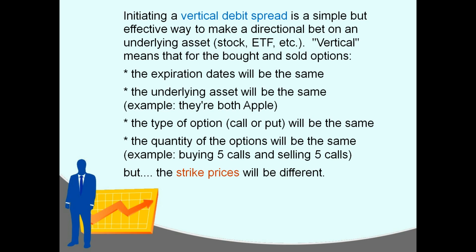The only thing that's really different between the option that you're buying and the option that you're selling is the strike prices. Pretty much everything else will be the same. And it's a debit spread because you're paying out money in the beginning in the hopes that the value of your option spread will go up and you'll be able to hopefully resell your option spread for a profit.